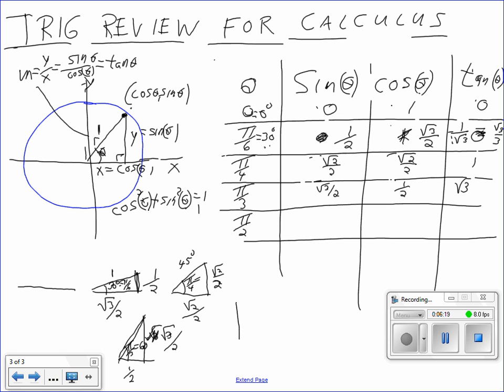Well, what about pi over 2? Here's pi over 2, okay? There is no x, it's all y. So since there's no x, the cosine is 0, sine is 1. Well, what's the slope of this line? What's the slope of that line? Well, it's undetermined. Indeterminate or undefined, but undefined.